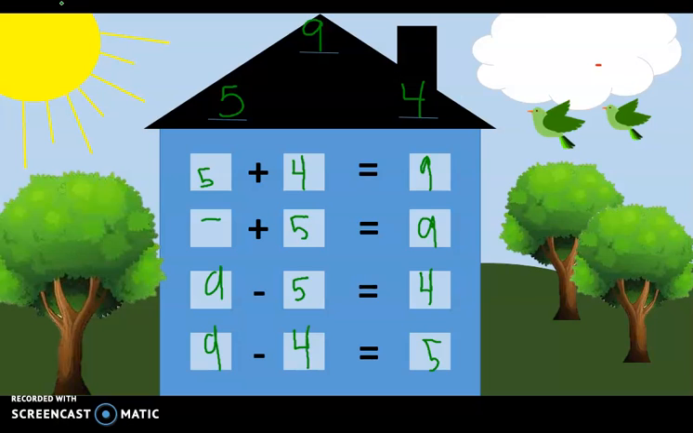Let me help you out. Okay, go ahead. Put your 4 in there. Go ahead, Emma. All right. Have a seat, Mateo, and we're going to check your work.